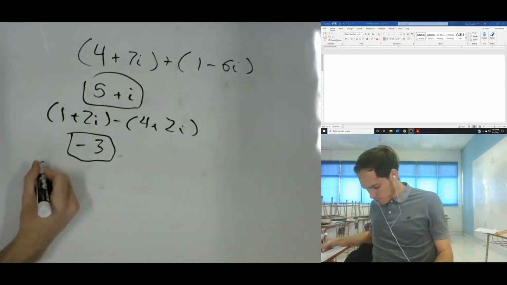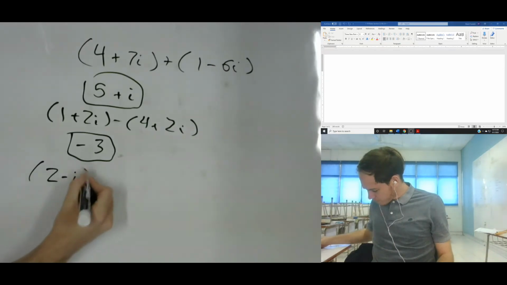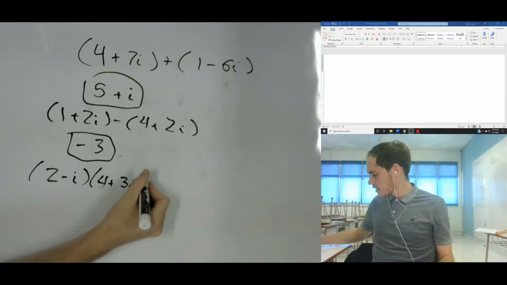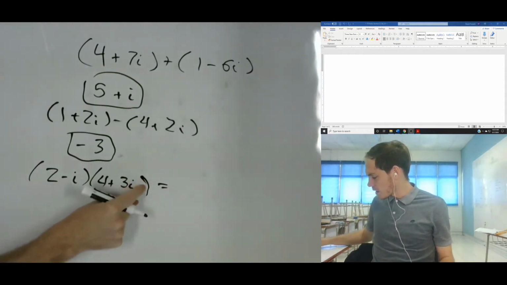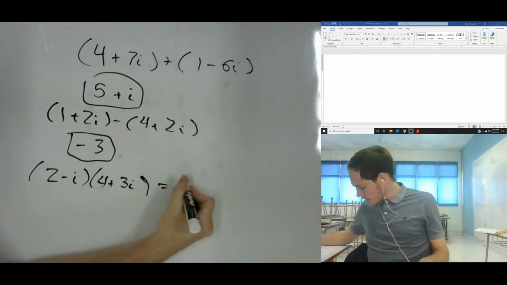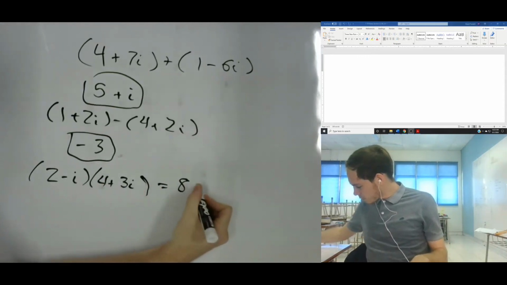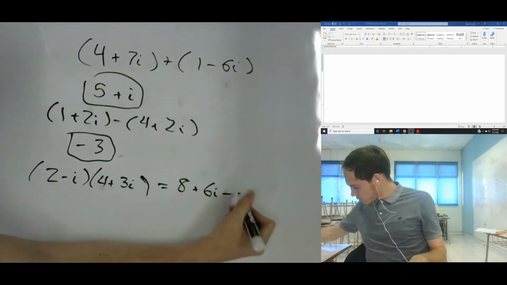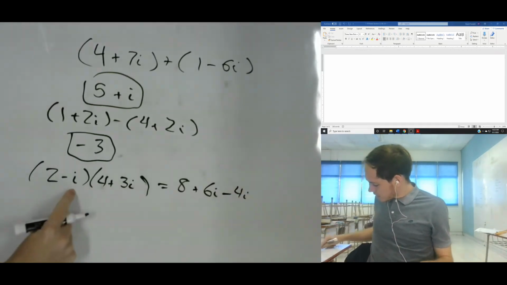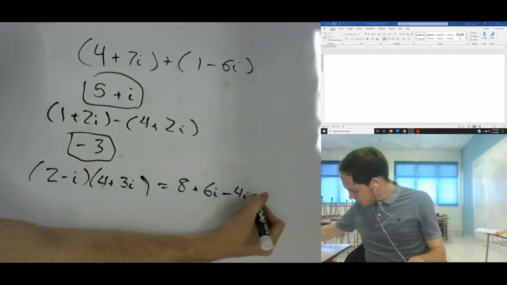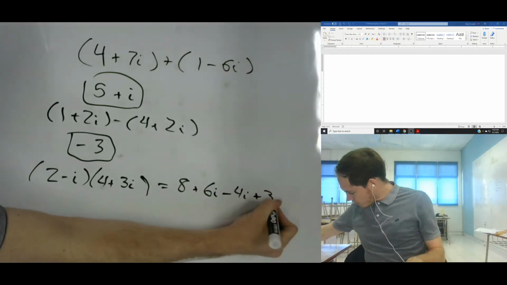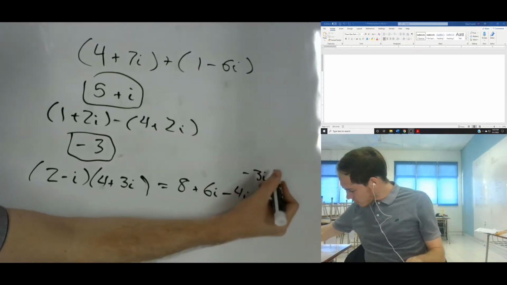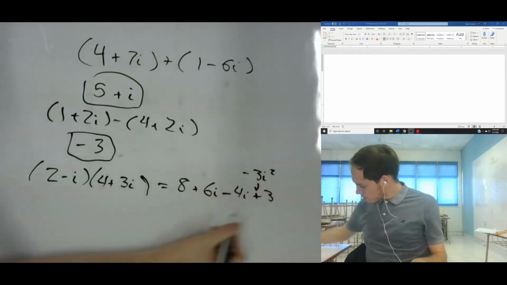Multiplication. 2 minus i times 4 plus 3i. Now the way I do it is I use FOIL, but you can use whatever method. So I do 2 times 4, which gives us 8, plus 2 times 3, which gives us 6i, negative i times 4, which is negative 4i, and then negative i times 3i, which is negative 3i squared, which becomes positive 3.